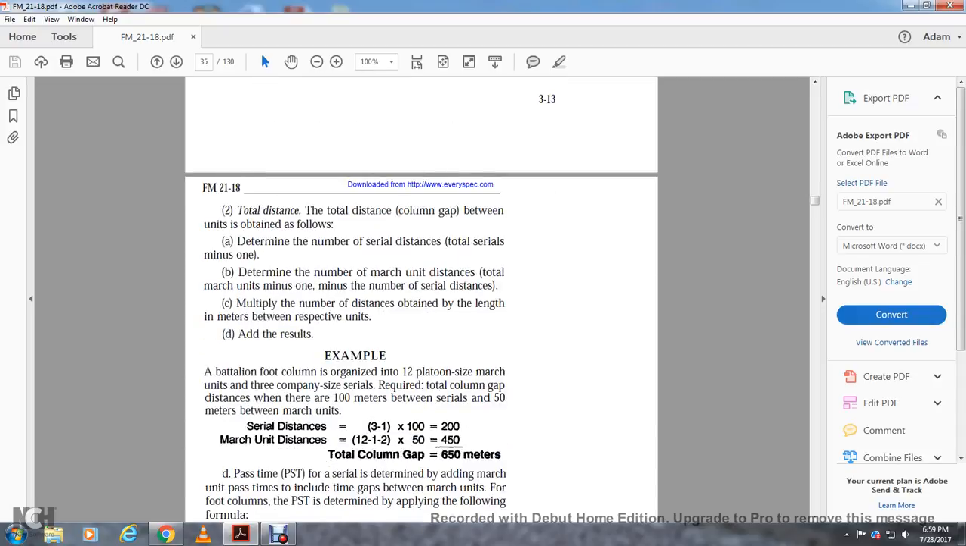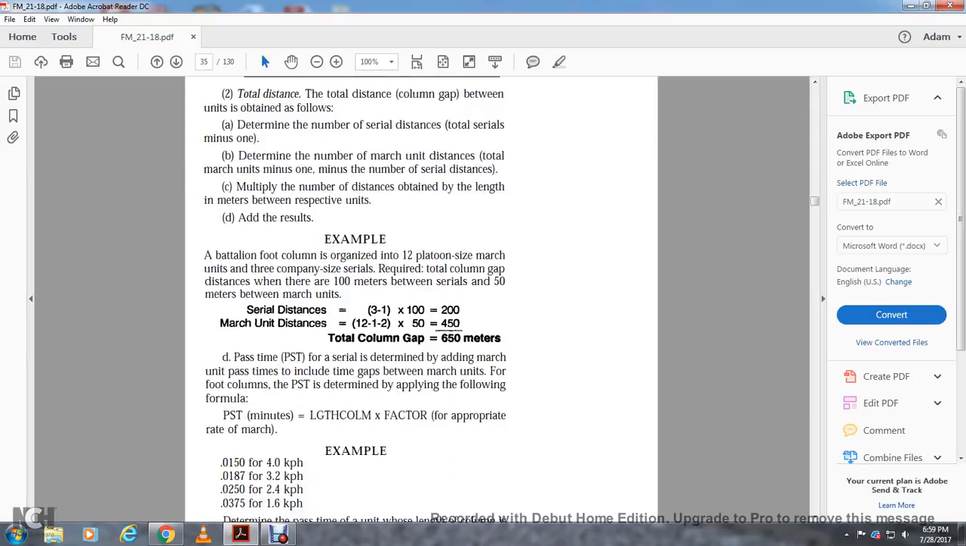All right, total distance. The total distance of the column gap is obtained as follows. Determine the number of serial distances: total serials minus 1. Determine the number of march units: total march units minus 1, minus the number of serial distances. The serial distance is the product of the number of distances and the length in meters between the respective units, which gives the result.